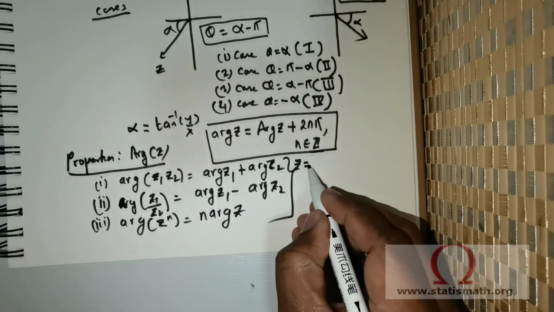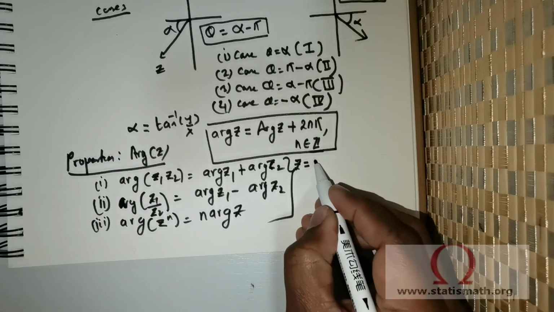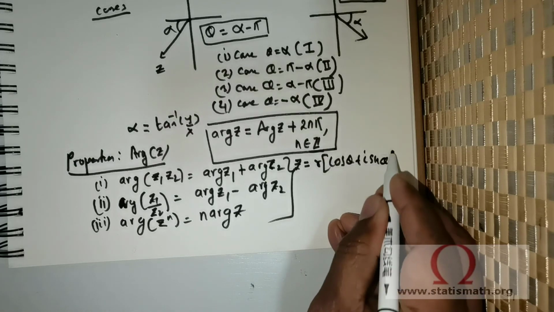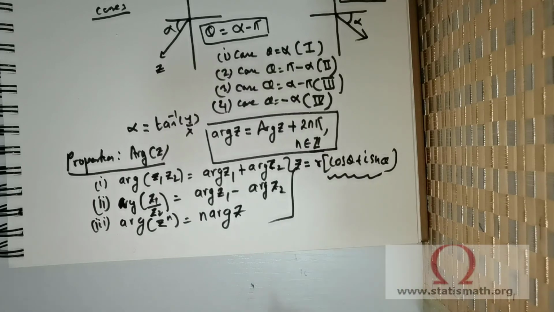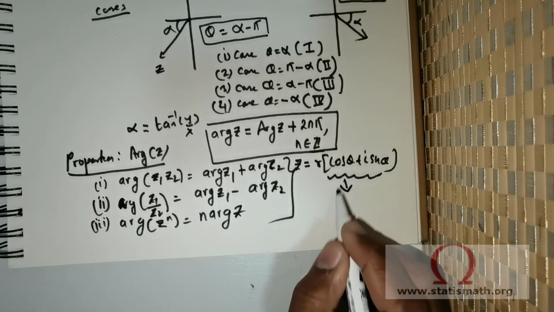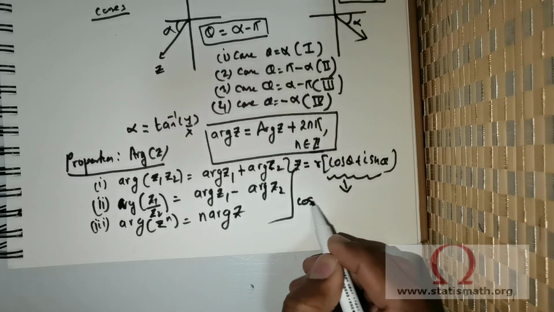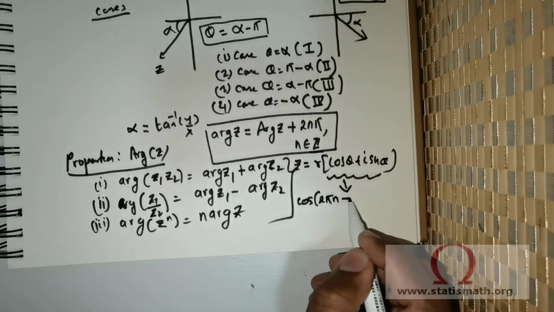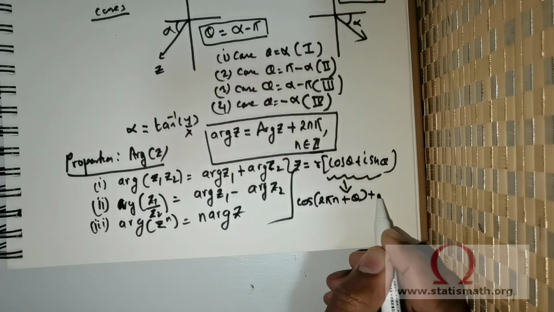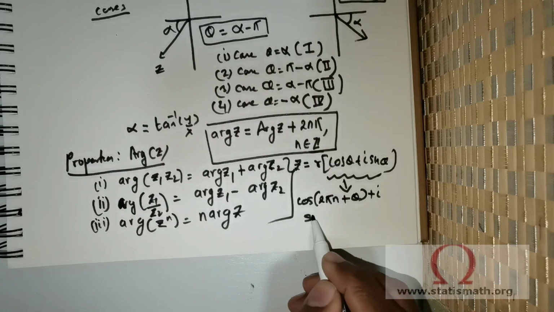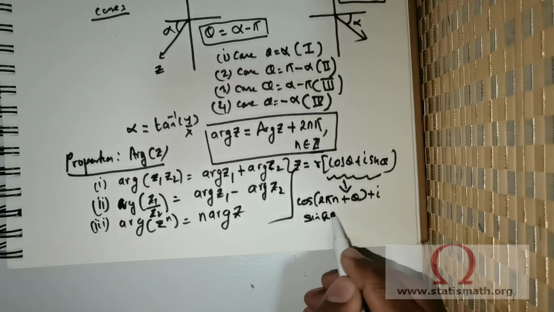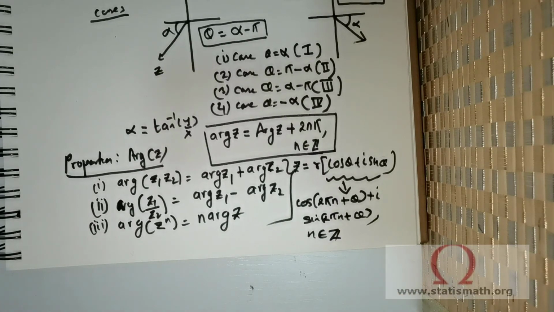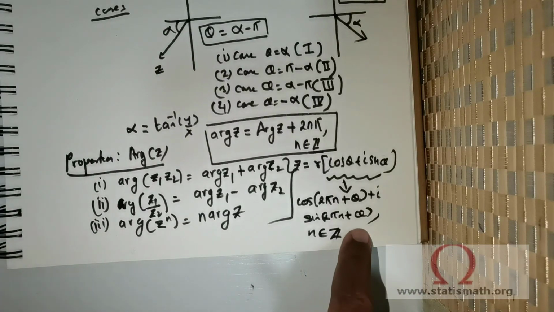Any complex number can be rewritten in the form z equal to r times (cos theta + i sin theta). Now this cos theta + i sin theta, as a general form that you have to know, is going to be cos of (2n pi + theta) + i times sin of (2n pi + theta), where n is an element of the integers. So this is a vital property that you have to know also.